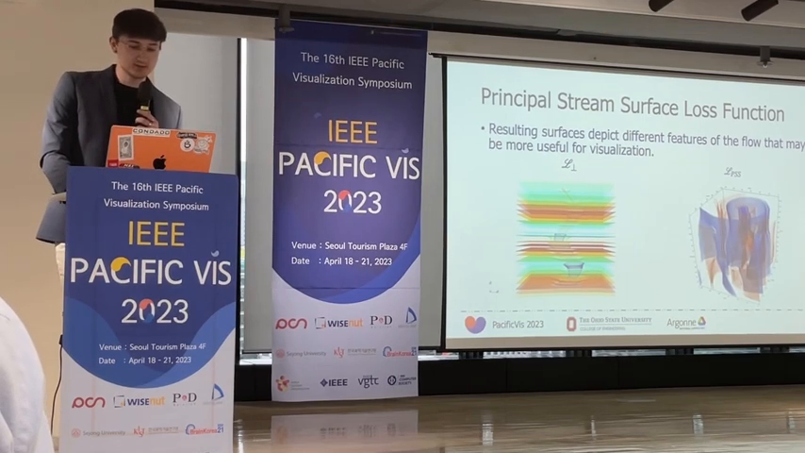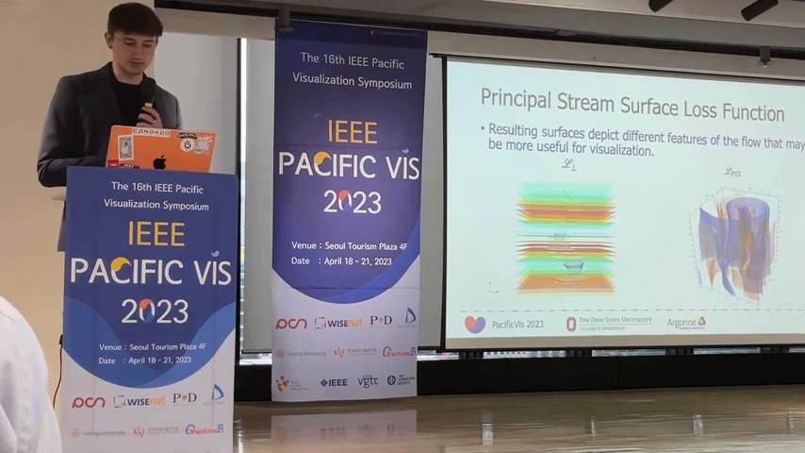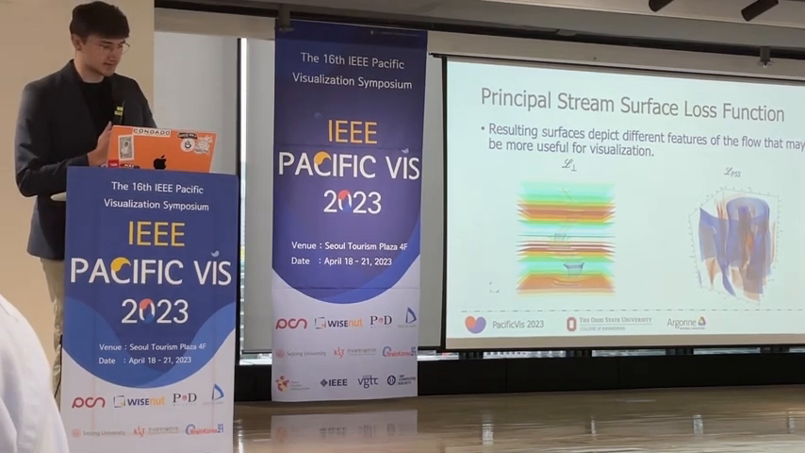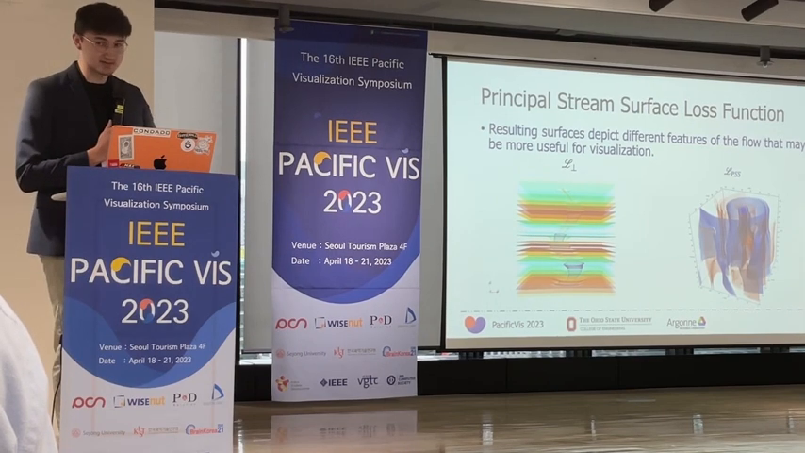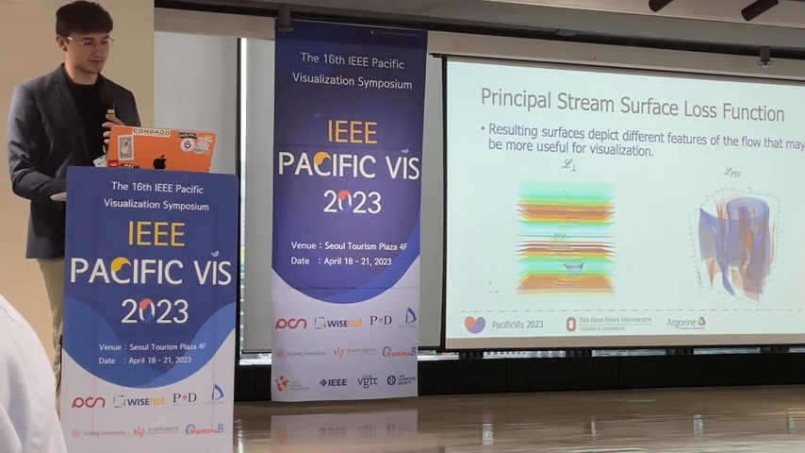And so this is the difference we get. Here we're visualizing the two stream functions learned for the tornado data set, with the orthogonality loss on the left and the PSS loss on the right. The stream surfaces extracted from the stream function learned with the PSS loss give more of the swirling features expected from the tornado data set.